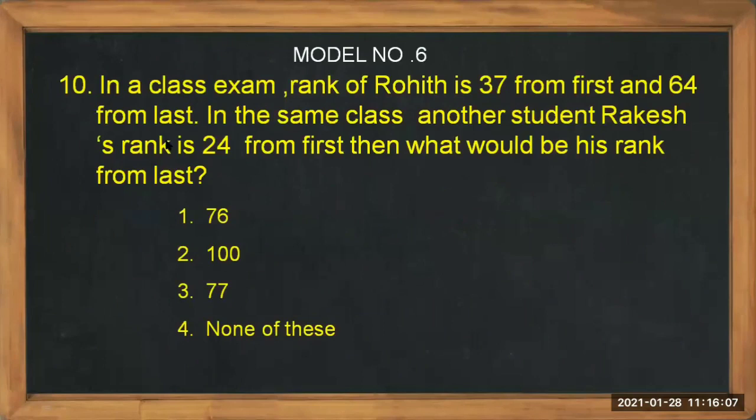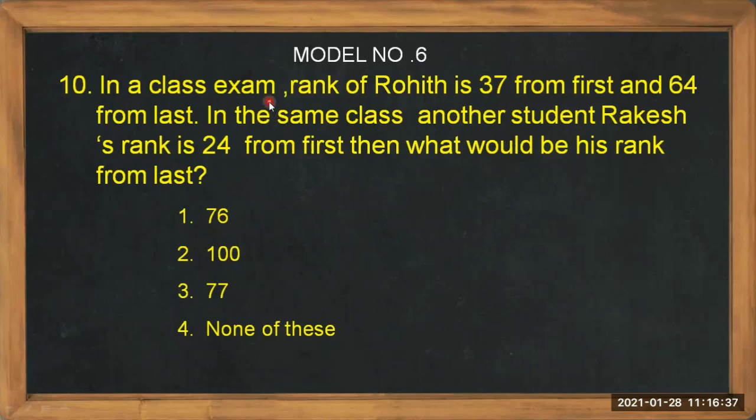Model number 6. The first question: in a class exam, the rank of Rohit is 37 from the first and 64 from the last. In the same class, another student, Rakesh, has rank 24 from the first. Then what would be his rank from the last?